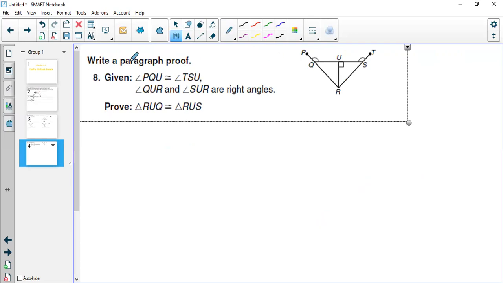All right. Let's do this. Write a paragraph proof. Now, when you see this word paragraph, do not panic.